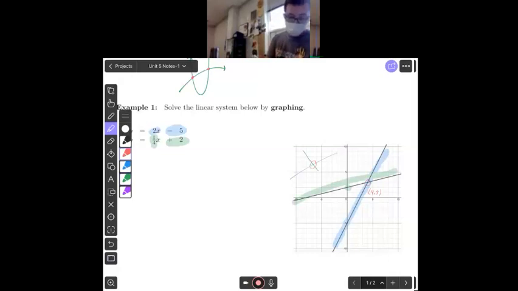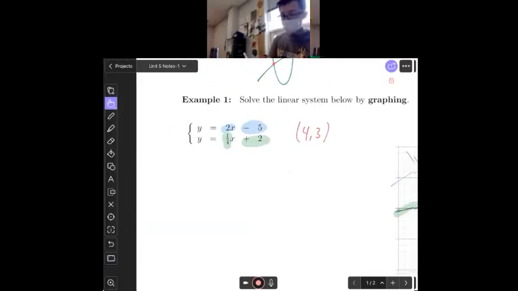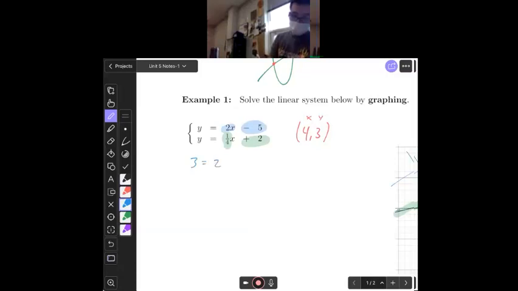So how do we check our answer? We think that's the right answer, and you're just going to be plugging those back in. Make sure that's your x value. WebAssign will always ask you to write your answers as ordered pairs like this. Checking it: y is 3, so that'd be 3 equals, and x is 4, so 2 times 4 minus 5. 3 equals 8 minus 5, which of course it does. Then checking the other one, y is 3, so 1/4 times x, which is 4, plus 2.